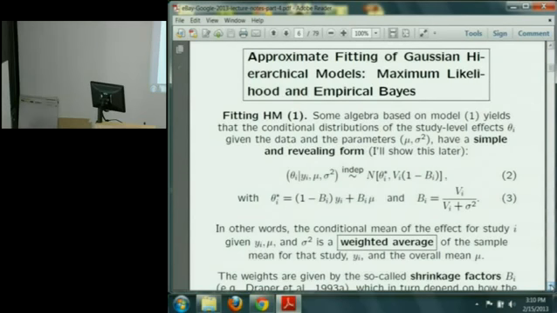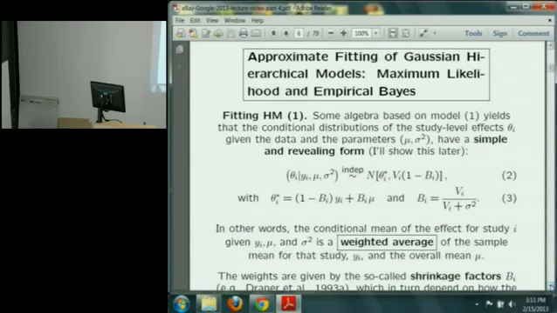So what's the maximum likelihood story? Well, on the way to that story, I'll tell you something that really surprised people when they first noticed it. Some algebra based on that model gives the following: the conditional distributions of the study level effects theta i, given the data and temporarily pretending you know what mu and sigma squared are, a kind of full conditional sort of thing, like in Gibbs sampling, have a simple form that's highly revealing, and I'll show you this fact later on.